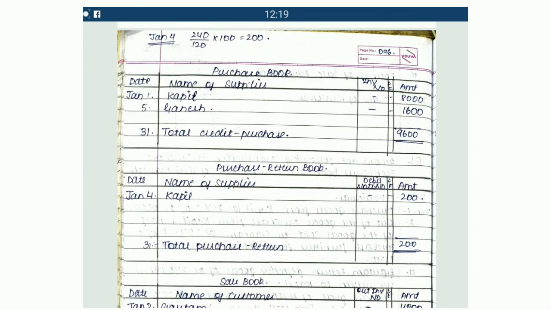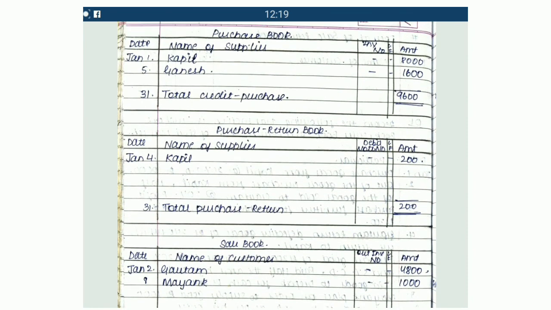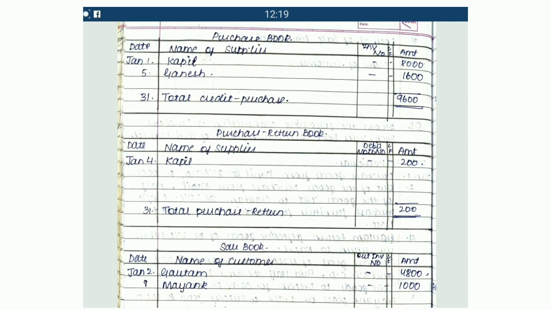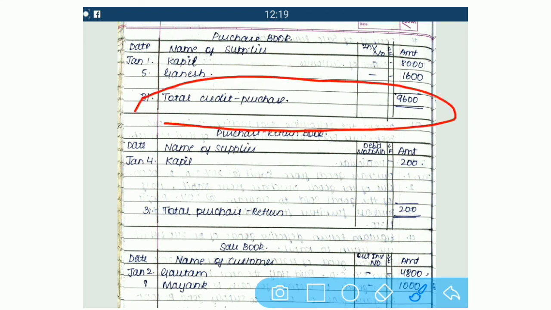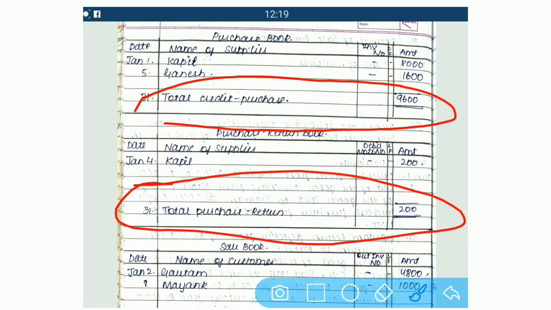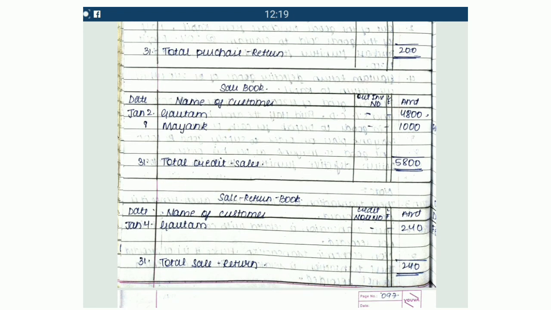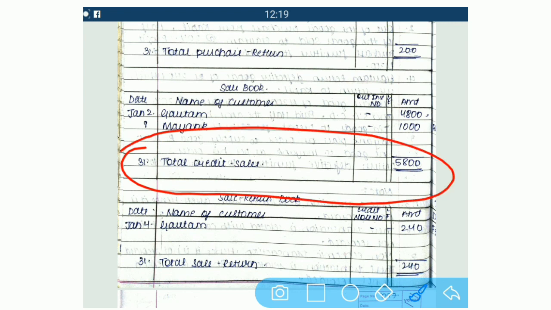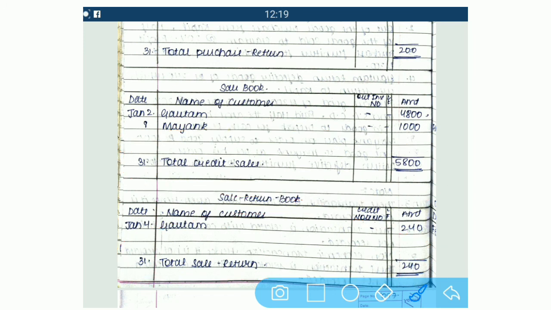Now here see, after completion of our ledgers we have to do the total. Here you can see on the 31st date we will total credit purchase 9600. In the same way, total purchase return on 31st January 200. The same procedure for the sales book and the sales return book: you can see that on 31st January total credit sales and total sales return. Okay, so in this way we are completing our question.